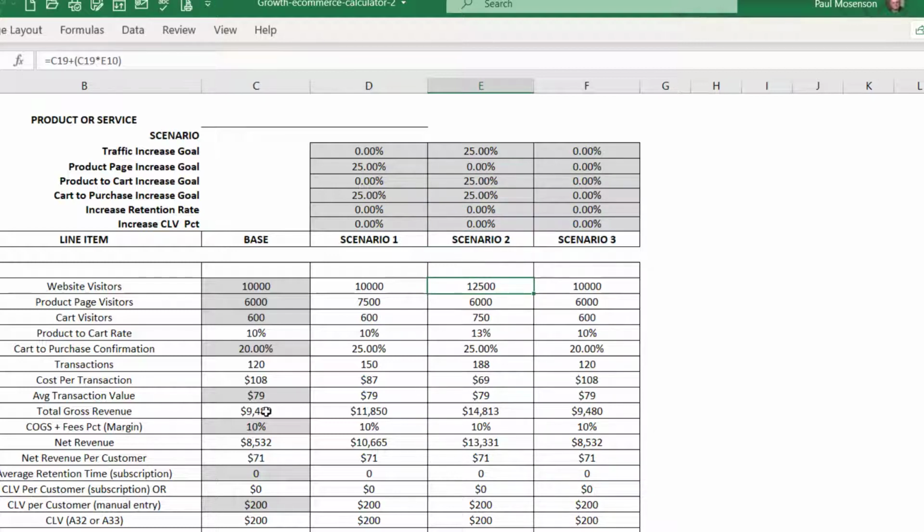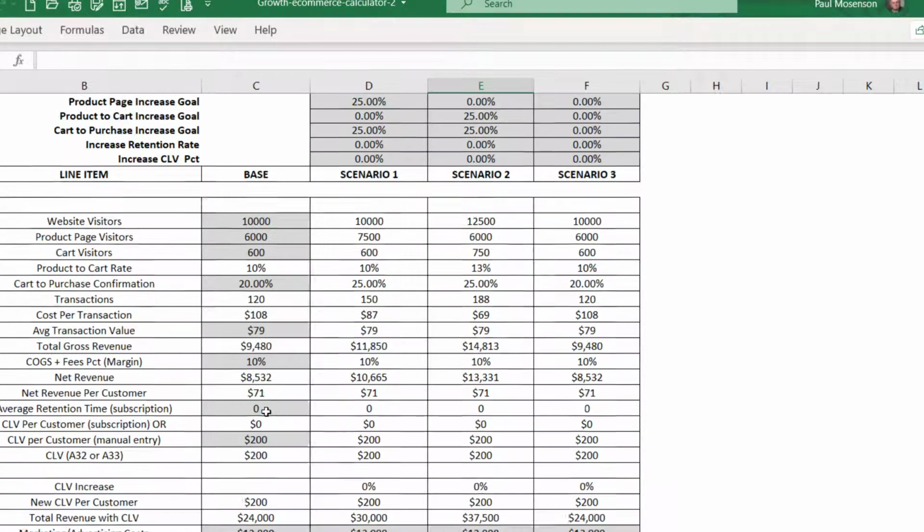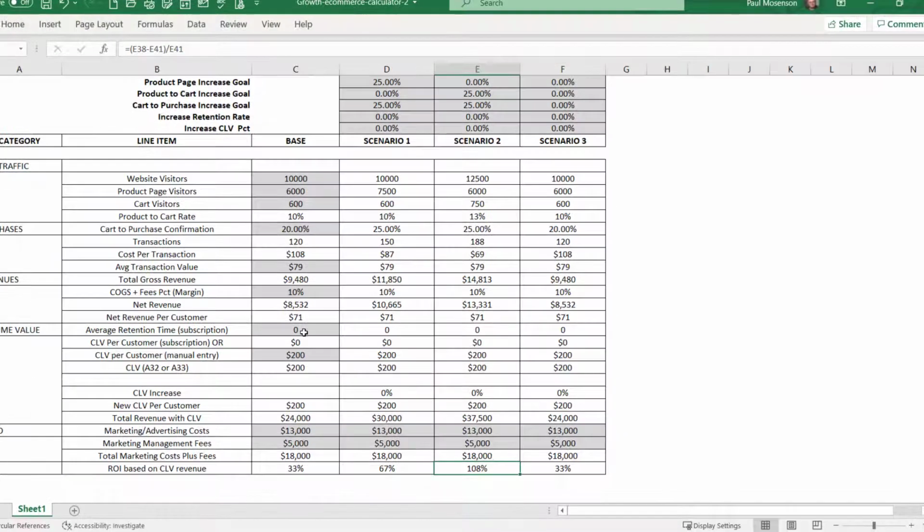So now with more traffic, more people putting products in cart, and a higher conversion rate, now you have 188 transactions. And everything else being the same, now your ROI is 108%.